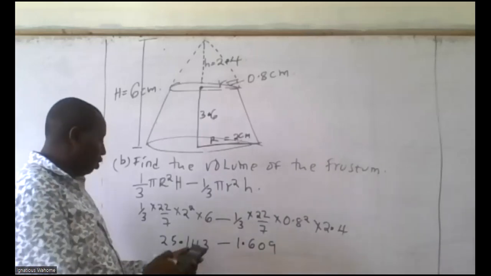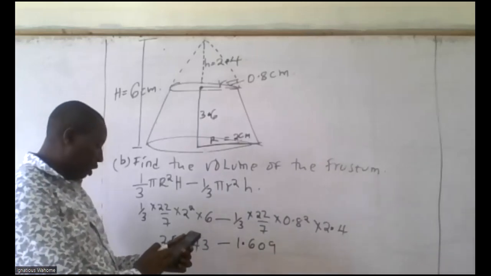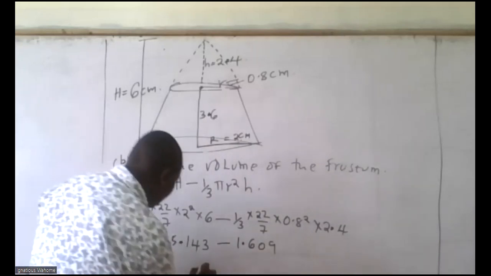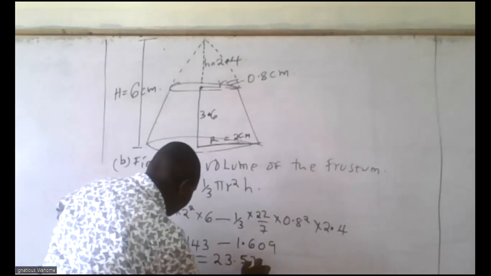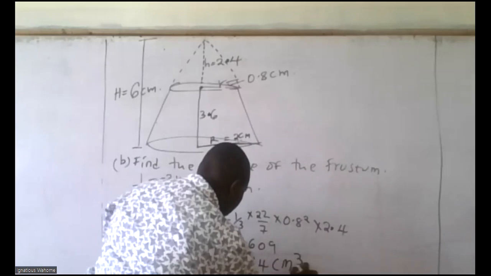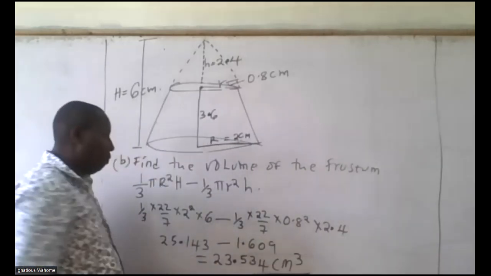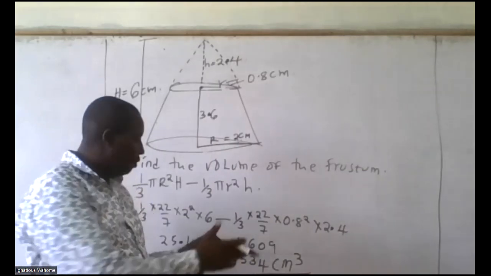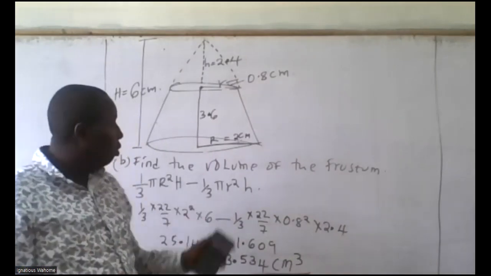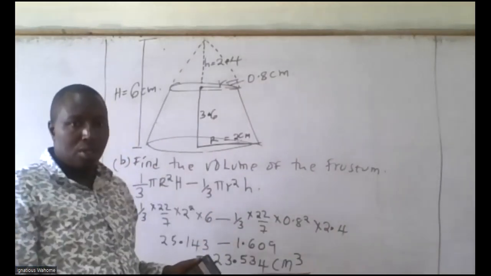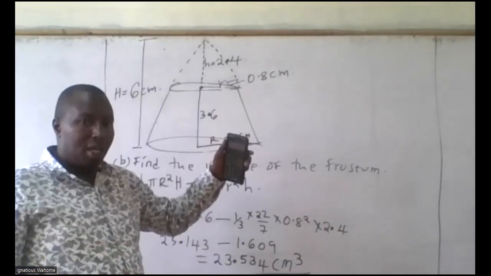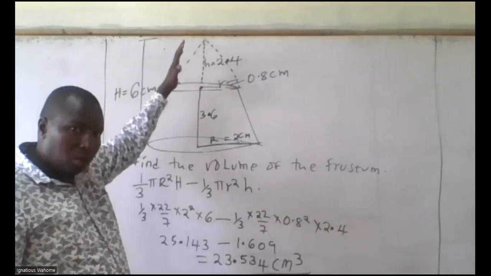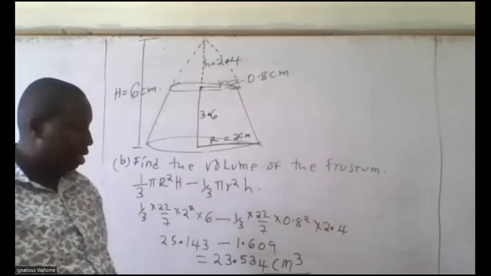Then you take the difference between the two to get the volume: 25.143 minus 1.609. This answer comes to 23.534 centimeters cubed. So that is how you find the volume of a frustum. When you're given such a question, you find the volume of the original cone minus the volume of the cone that has been cut off. Then you subtract to get the volume of the frustum.